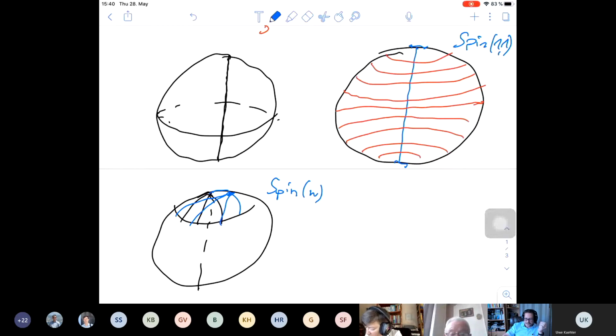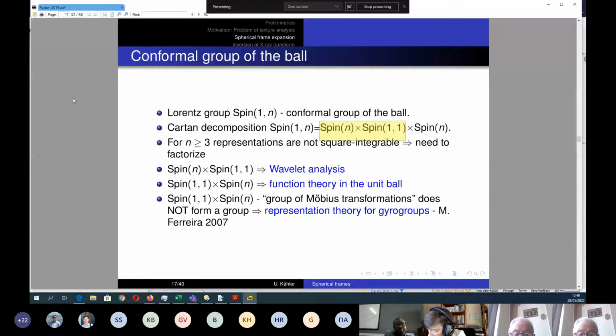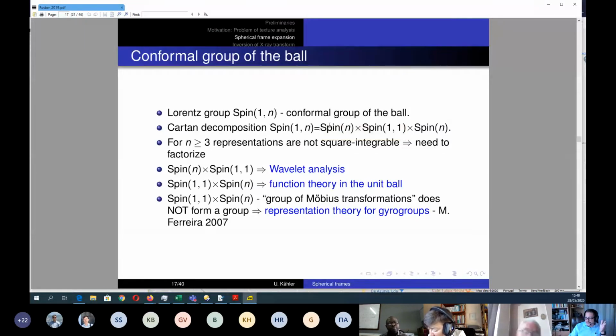Let me now go back to my text. Basically, you have several ways to compose it. What for us will be interesting is Spin(n) times Spin(1,1). That leads us to wavelet analysis. Spin(n) times Spin(1,1) will give us the dilation on the sphere. You could also just factorize the first one and use Spin(1,1) times Spin(n).